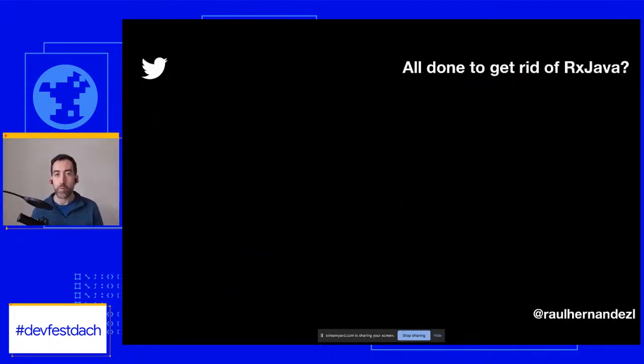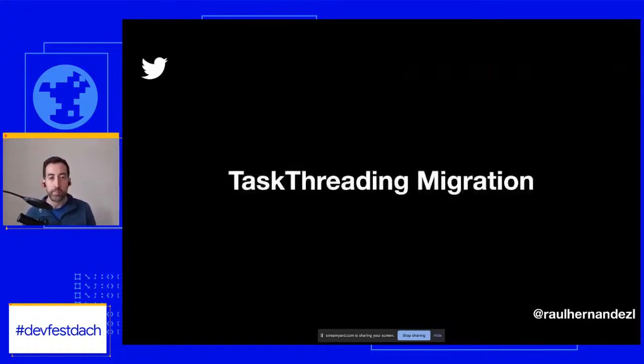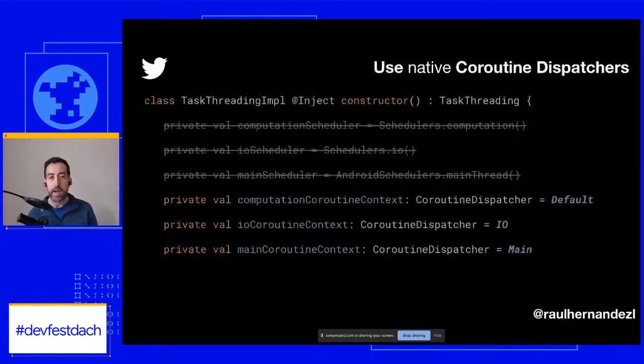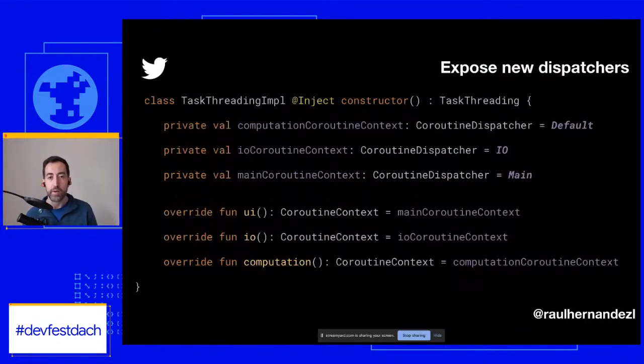Cool, but are we done with RxJava? Actually, no, we still have to do a couple of things. So the threading migration: you remember I had three resources that were schedulers. Now, probably you don't need them anymore because you don't have any more RxJava. So you can just remove those ones, creating the ones that are native to return coroutine dispatchers. That means having those right there and returning a coroutine context in those methods. Cool, so far so good.